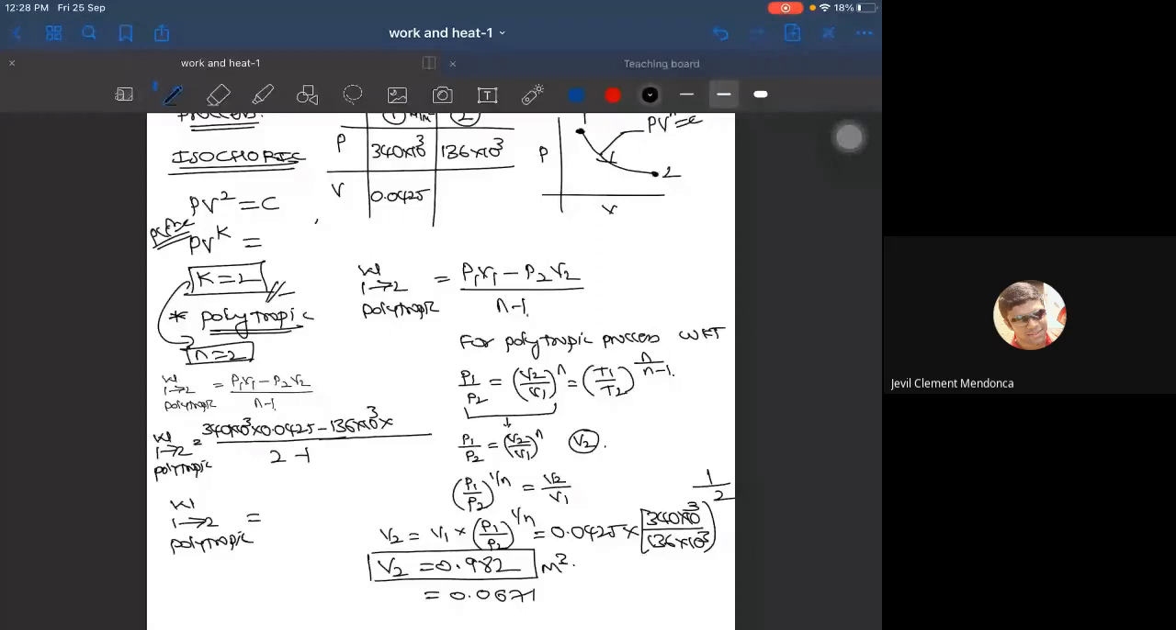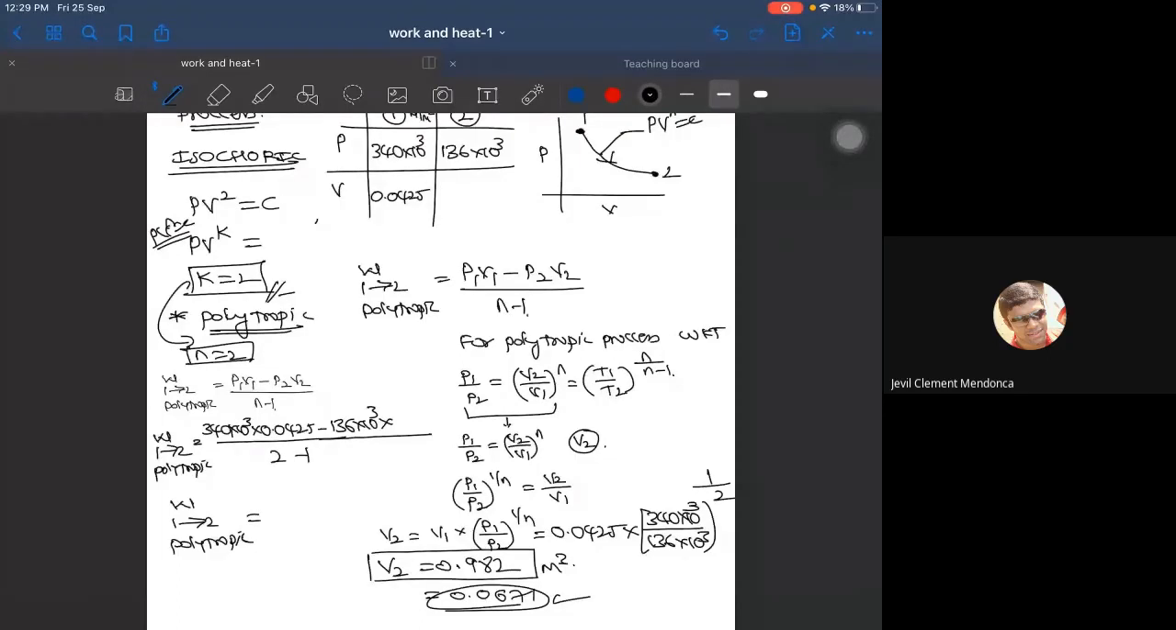Benoy? Adarsh? 0.0671. Even you got the same, Nashad? Okay, so since two of them have responded, and the others also got 0.0671, this is the answer. Just substitute rightly, you'll get the answers rightly.